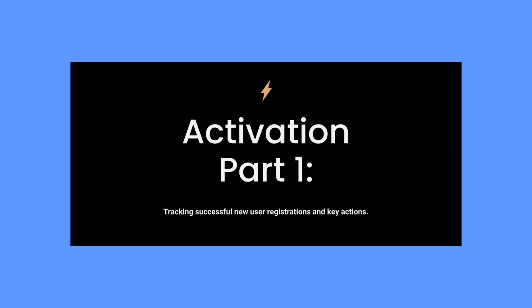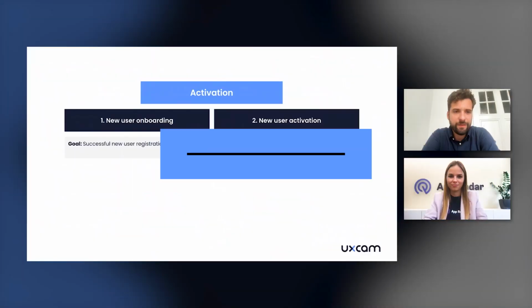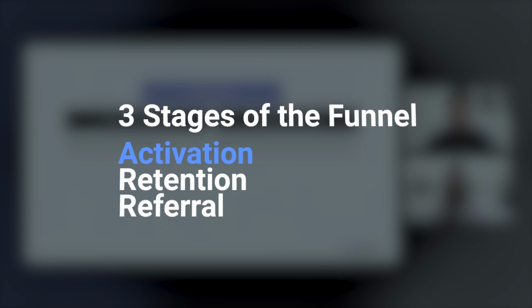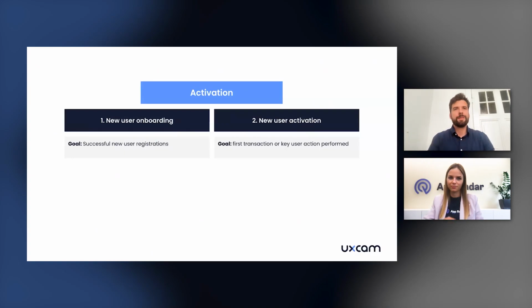But as we said, from the 3 stages of the funnel that we are covering, we are starting with activation. In this case, this usually boils down to 2 things. So one is new user onboarding, where you will be aiming at maximizing the successful new registrations after the app has been installed and opened.